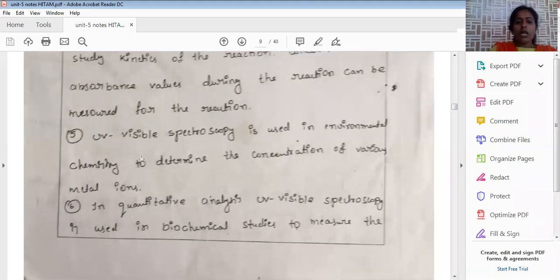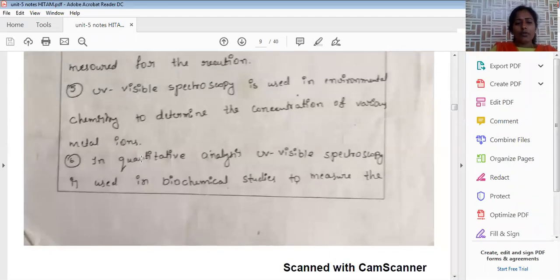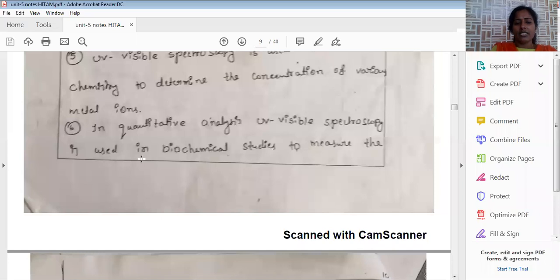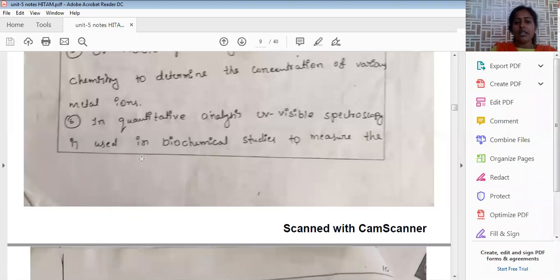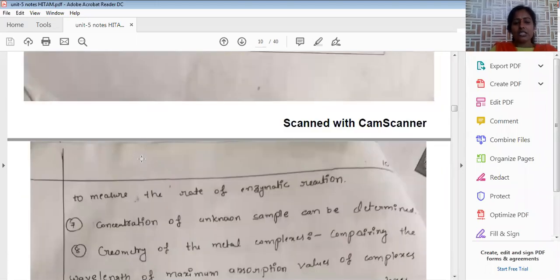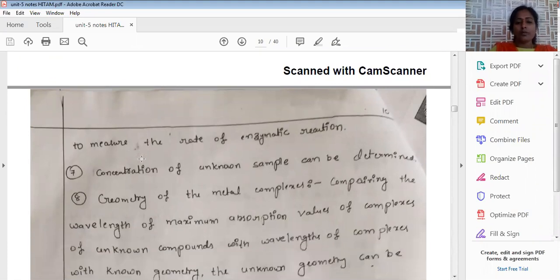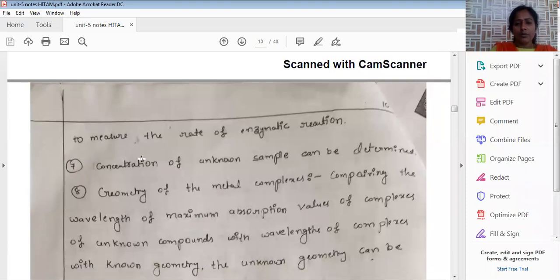The next is about UV visible spectroscopy used in biochemical studies. Biochemical studies, in the sense, are about what kind of chemical transformations are possible in living organisms, especially in the systems in our body. How enzymes are working and what the function of those enzymes is can be monitored by using UV visible spectroscopy. Enzymatic action and enzyme reactions can be analyzed by using UV visible spectroscopy.